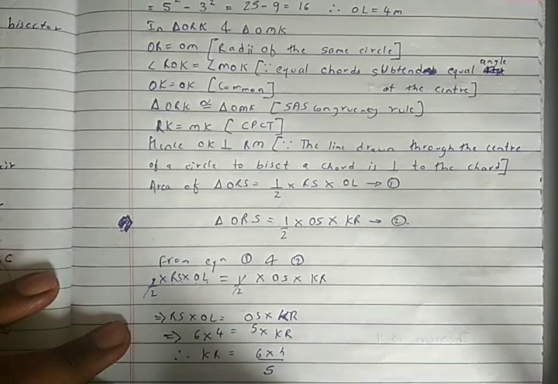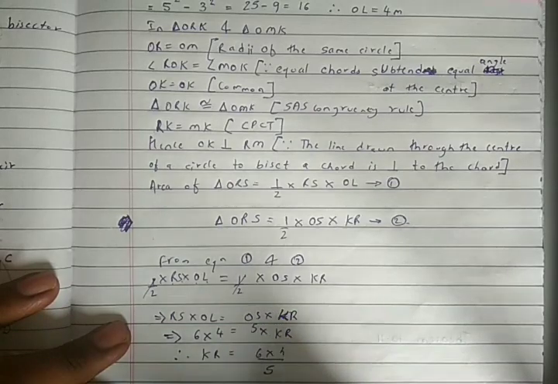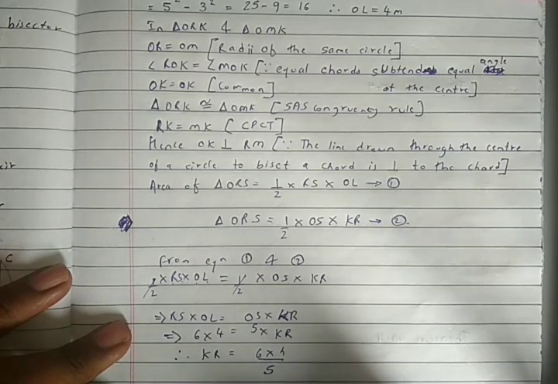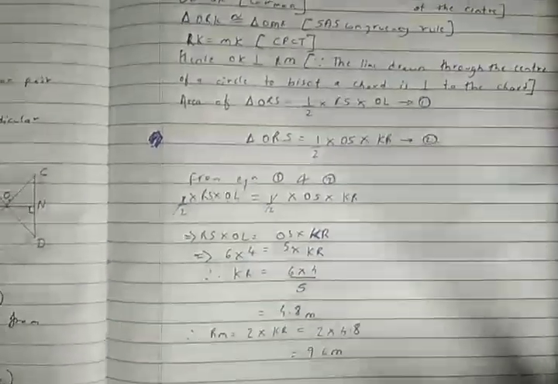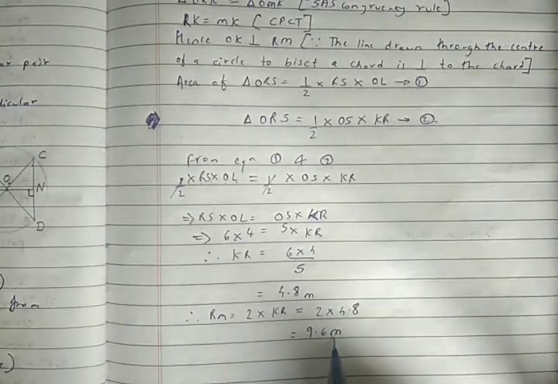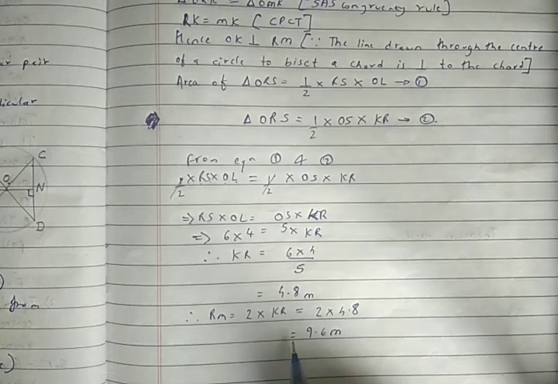Now we know RM is 2 times of KR. So this will become 2 times of 4.8, that is equal to 9.6 meters. So we got the distance of RM as 9.6 meters. That means the distance between Reshma and Mandeep is 9.6 meters.